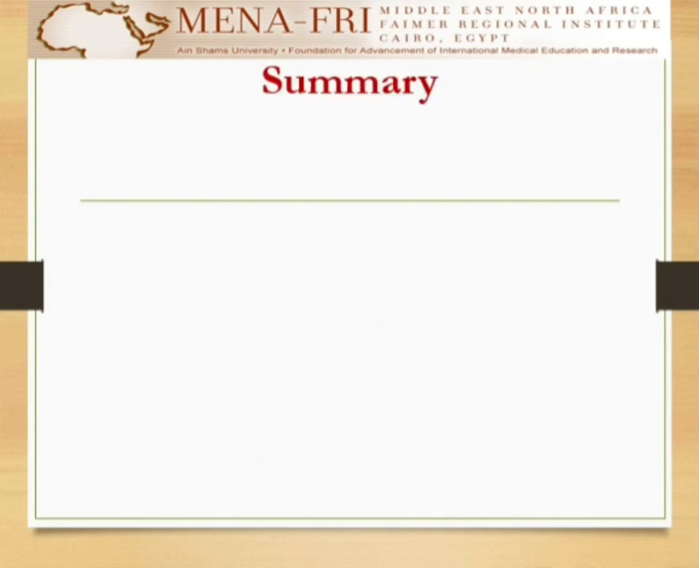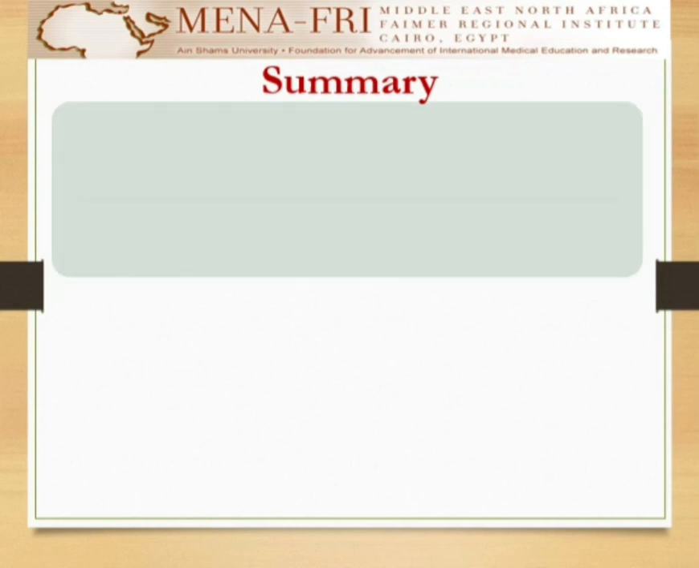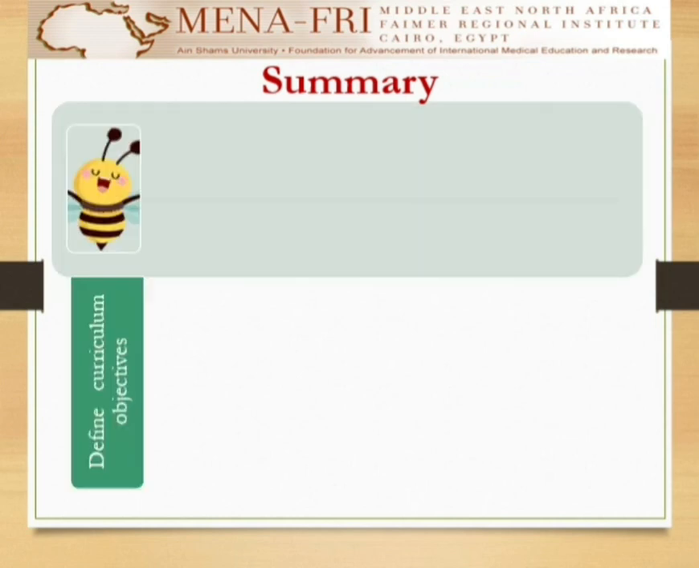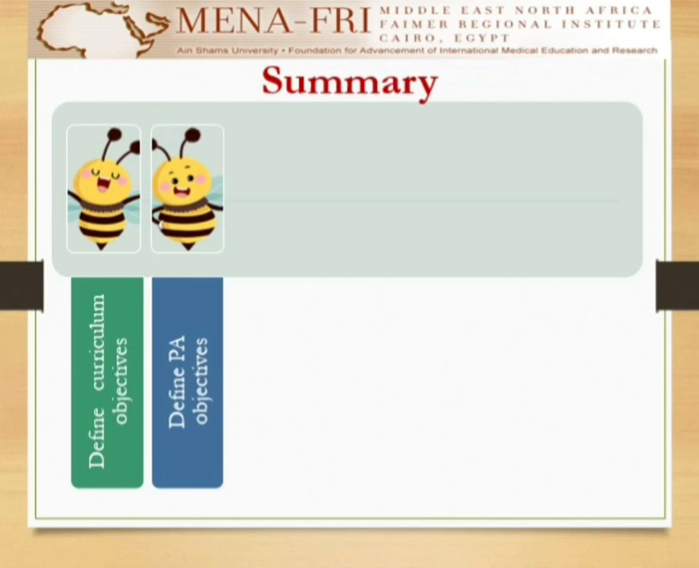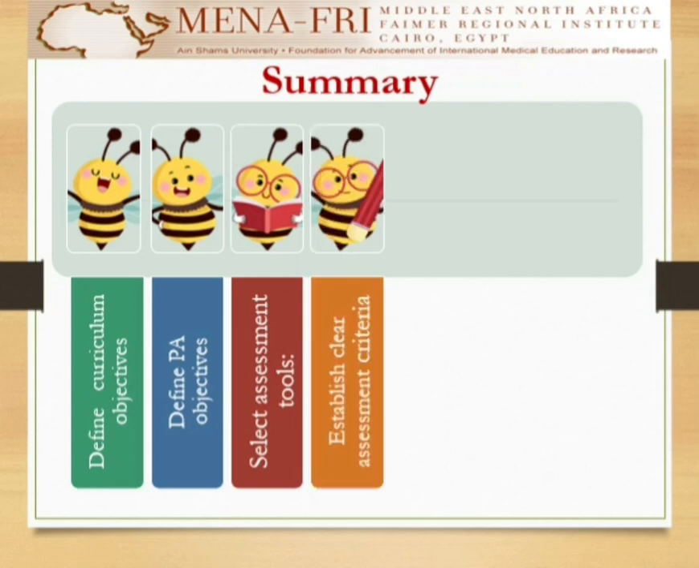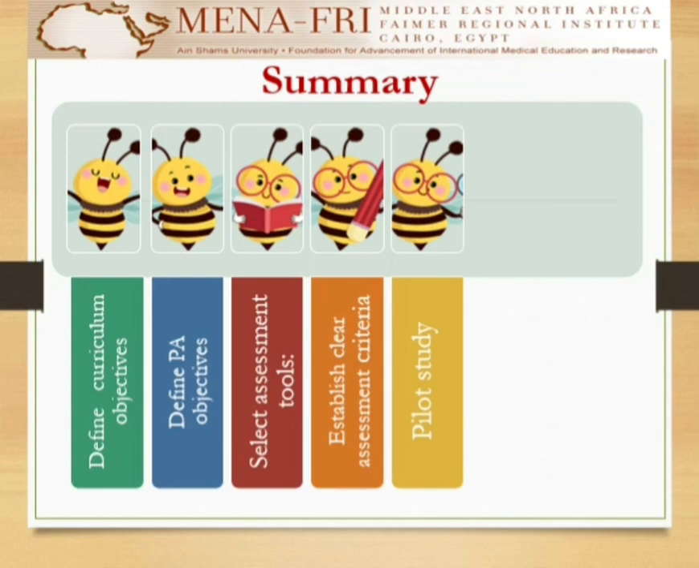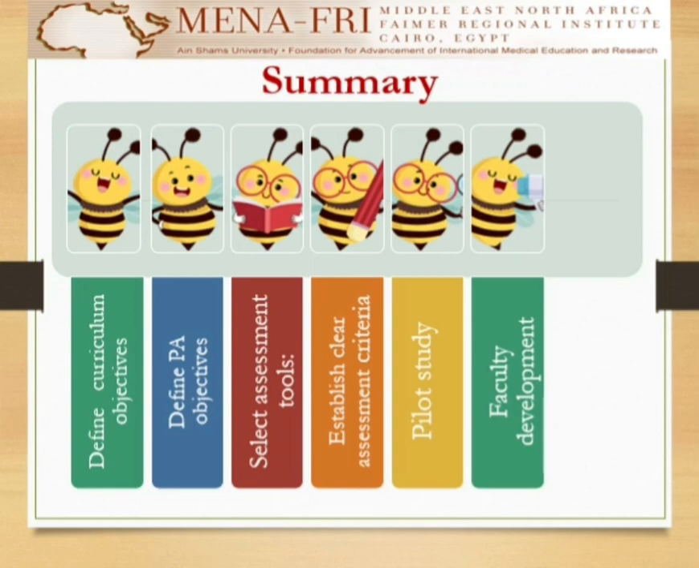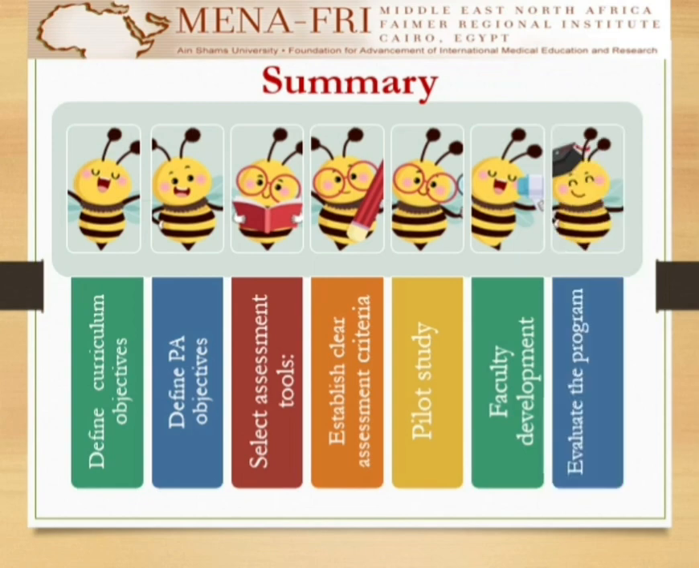So to summarize, our programmatic assessment shall start by defining curriculum objectives, followed by defining the programmatic assessment objectives itself, followed by selection of the assessment tools and establishing clear assessment criteria, then followed by the implementation of a pilot study and the faculty development, and finally the evaluation of the program.